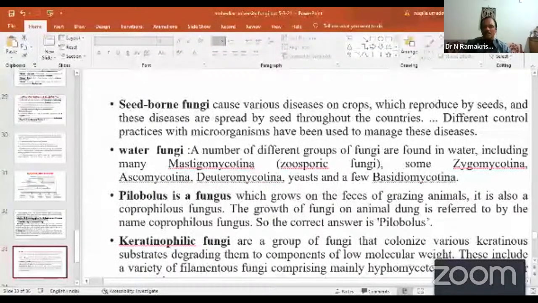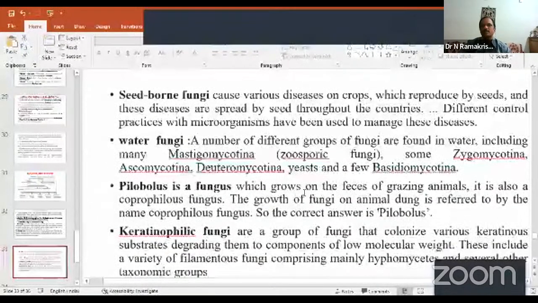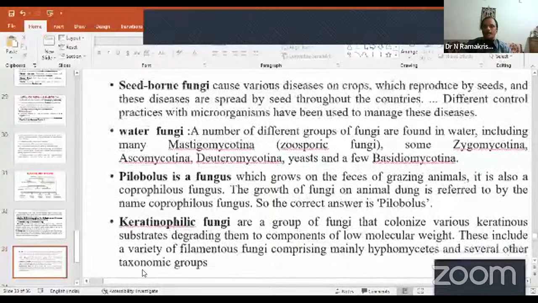Next one is entomogenous fungi, which grow only on animals, and so the name. Okay. Next one is keratinophilic fungi. These are the keratinophilic fungi names.